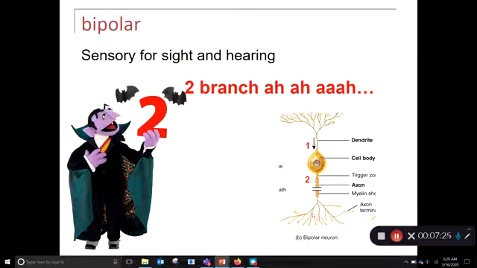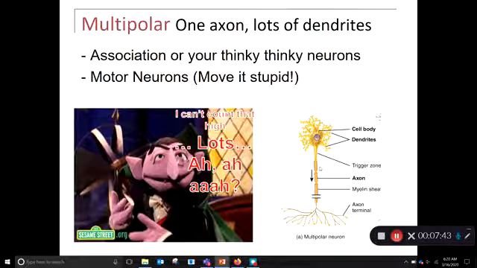You have the bipolar. Two branches. One branch is dedicated to the dendrites, all sticking onto the cell body, and then another branch comes off for just the axon. So, two branches off the cell body. And then good old, oh, poor count: the multipolar, too many to count. Lots.